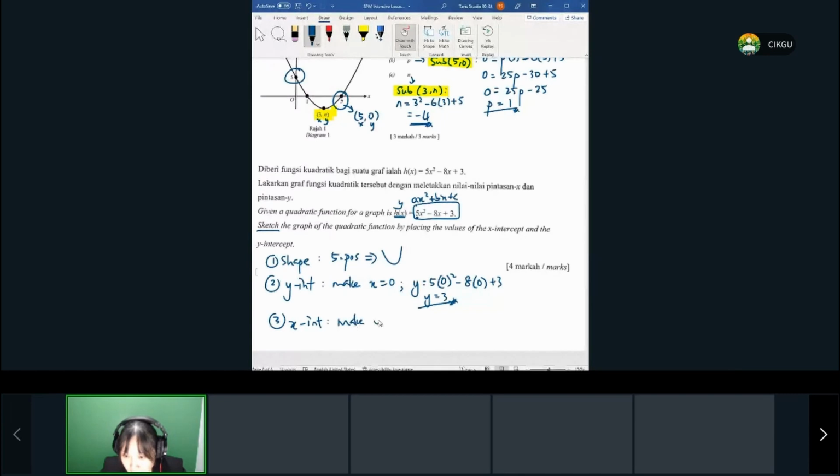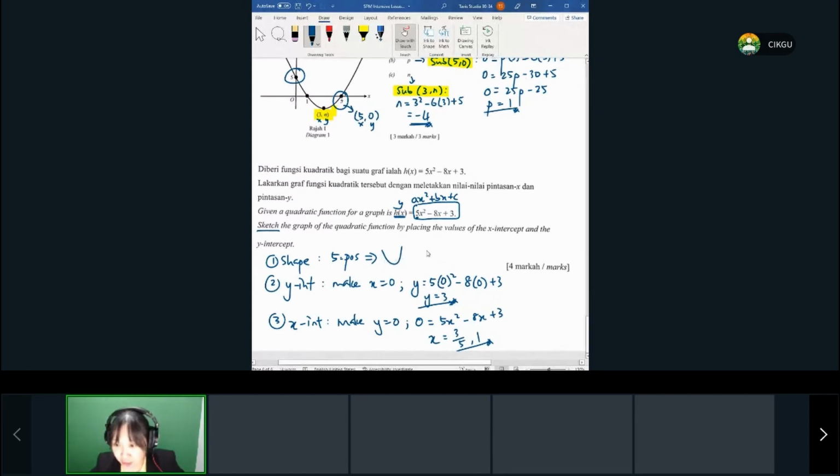So last step, find the x-intercept. That means make the y value 0. So y becomes 0 equals to 5x squared minus 8x plus 3. This one again use calculator lah. If you use calculator, what did I get? Let's see. Okay, I get 3/5 and 1. Let me write this down. If you use calculator, I'll get 3/5 and 1. So I get 2 answers. That means later when you draw the graph, this graph will cut the x-axis at 2 points.